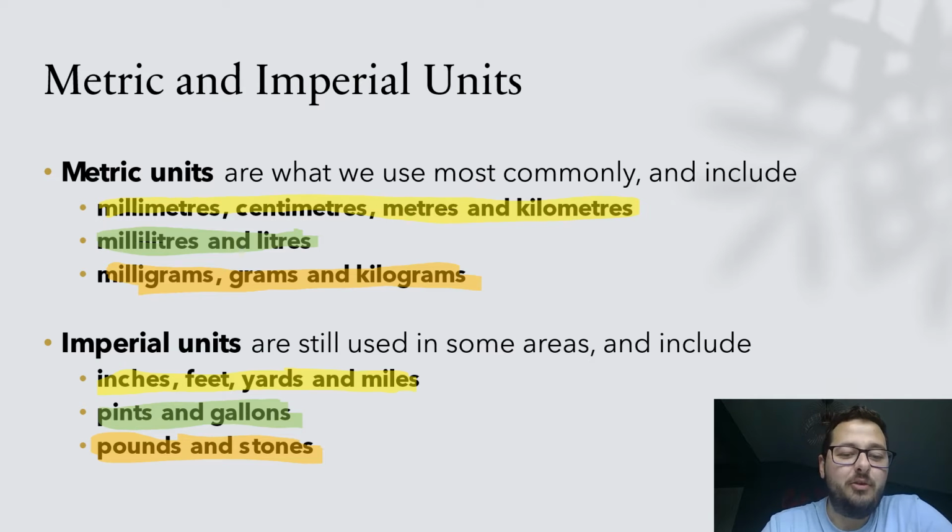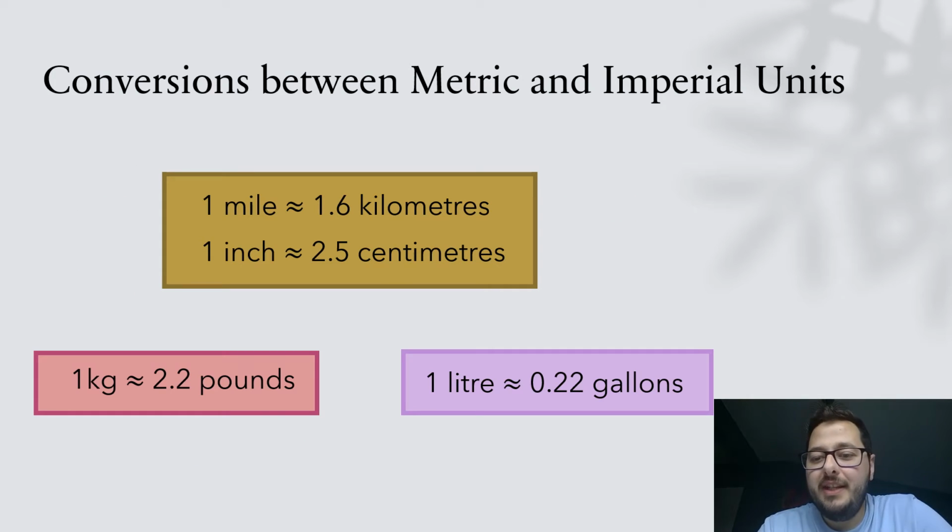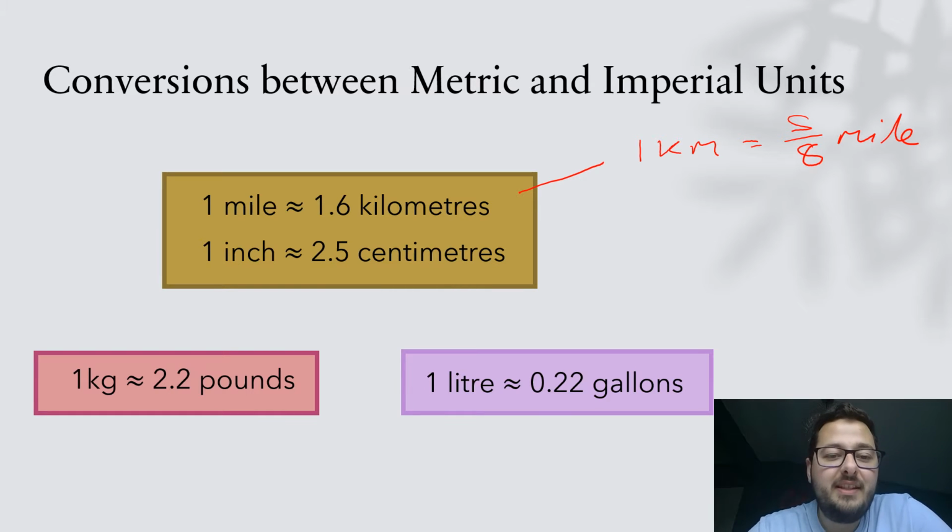Alright, so let's just have a little look at them. So here are the ones that you need to know for GCSE. 1 mile is 1.6 kilometres. Another way of writing that, you might see it a different way, is that 1 kilometre is 5/8 of a mile. We've also got that 1 inch is 2.5 centimetres. So those are our lengths that we need to know. And then we've also got that 1 kilogram is 2.2 pounds and 1 litre is 0.22 gallons.